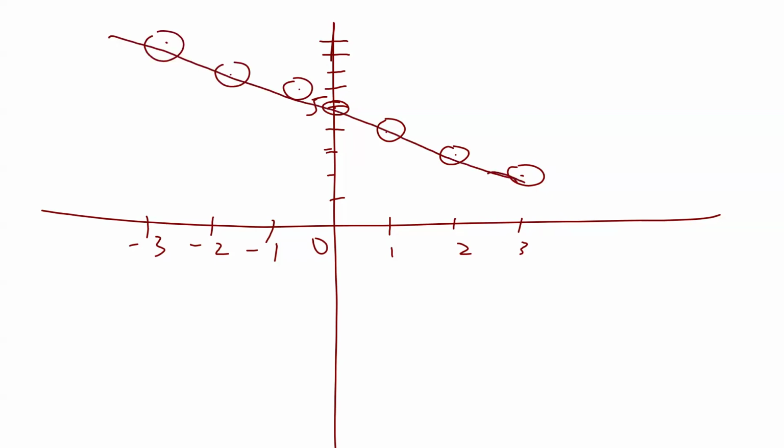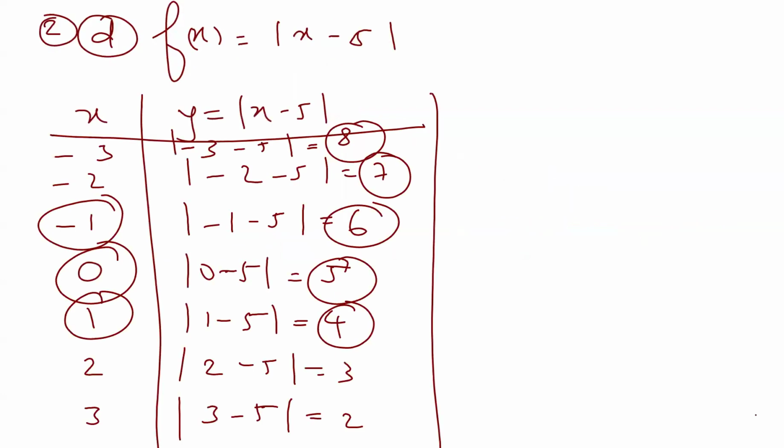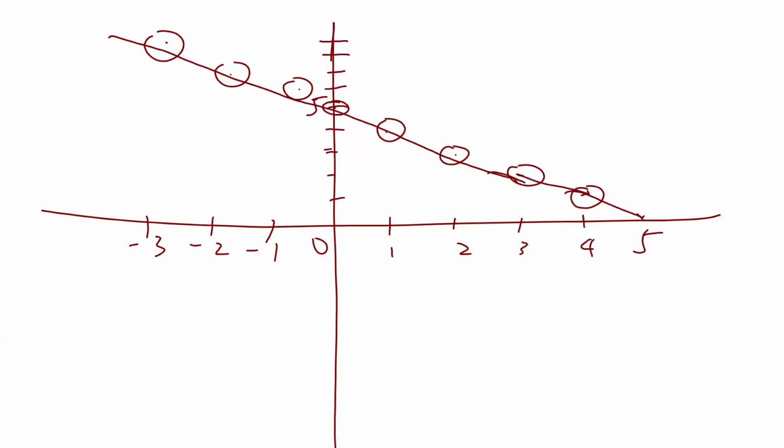So it is a decreasing trend. For 4, it will be 1. You can calculate the value. For 5, it will be 0. So generally 5 is the critical value for this problem, 5 minus 5 is 0. For 6, again it will be 1. So this will be the graph. Till 5 it is going to decrease, and then from 5 it will increase.